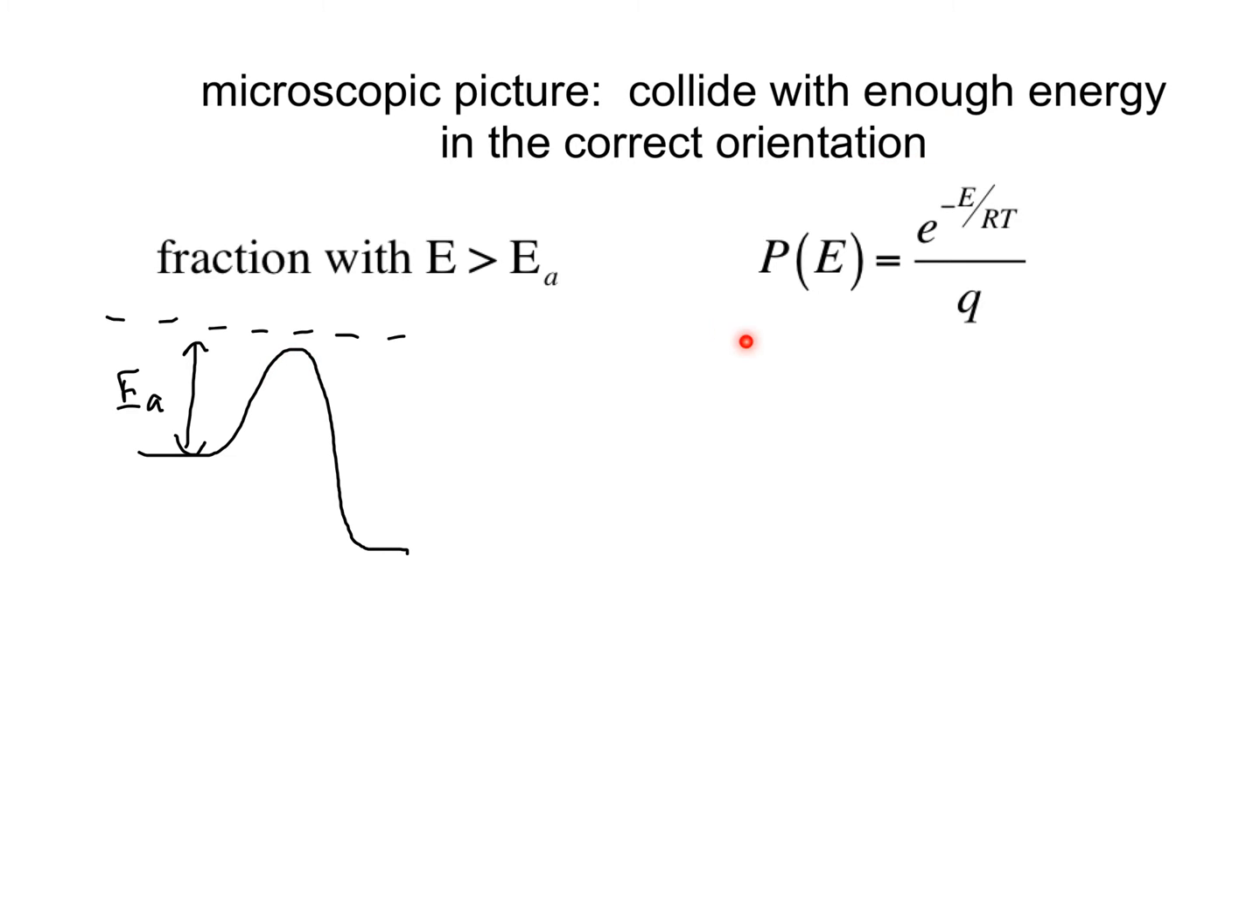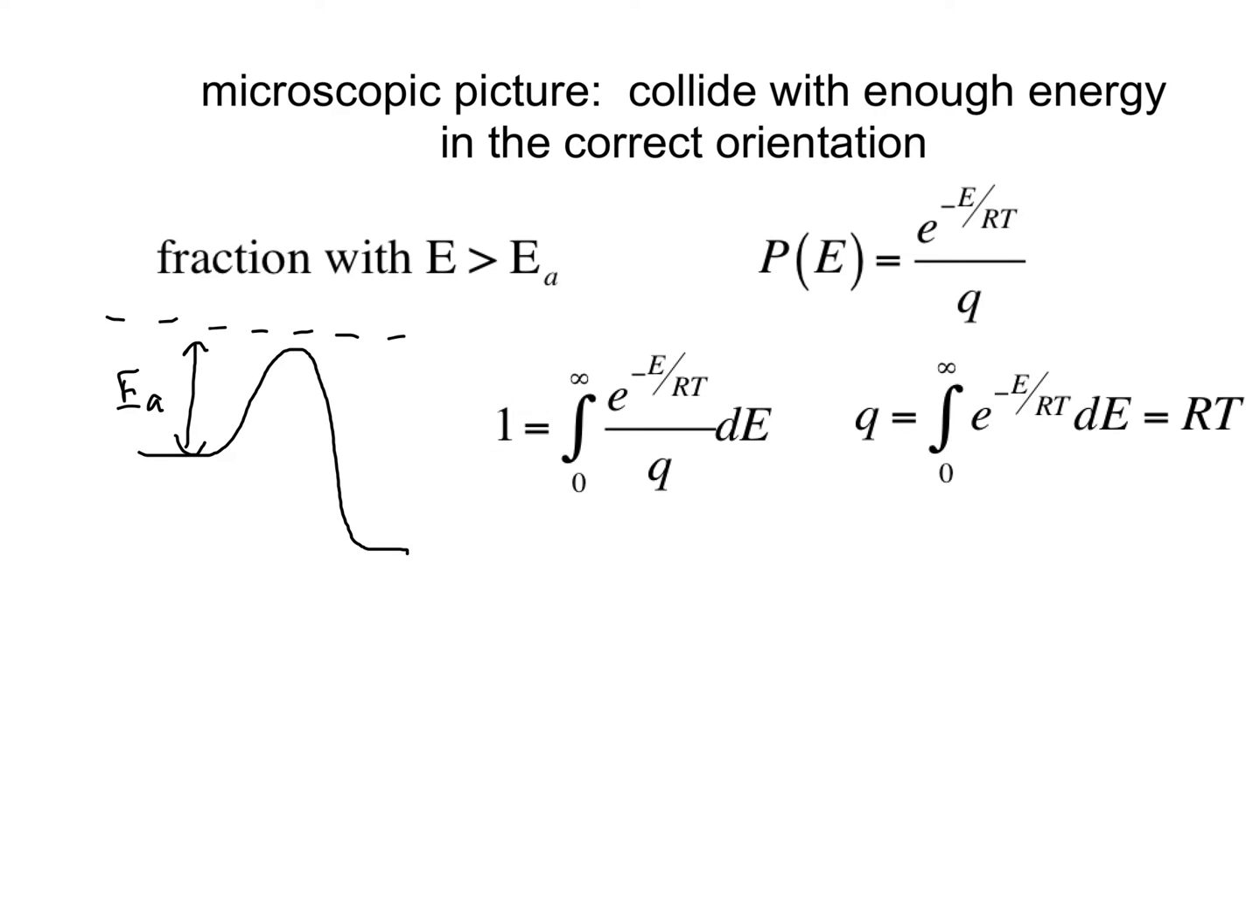Our Boltzmann distribution tells us that the probability that a particular energy occurs is the Boltzmann factor, e to the minus that energy divided by RT, divided by the partition function for the system. We can determine what Q is by remembering that this probability distribution must be normalized. That is, if I sum all of the probabilities over all possible energies from 0 to infinity, I must get 1. Doing this integral, solving for Q, we can see that my partition function must be equal to RT.